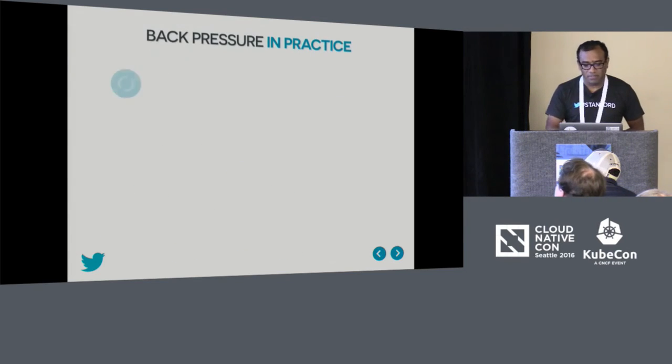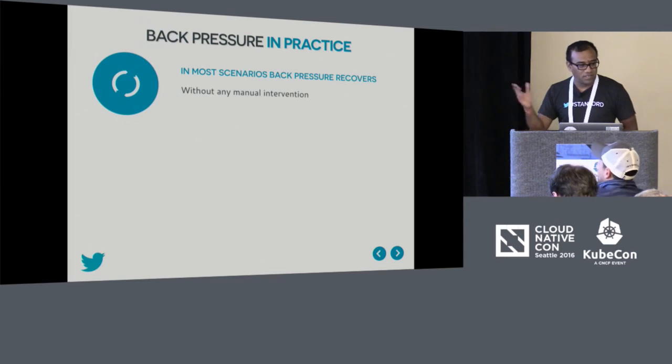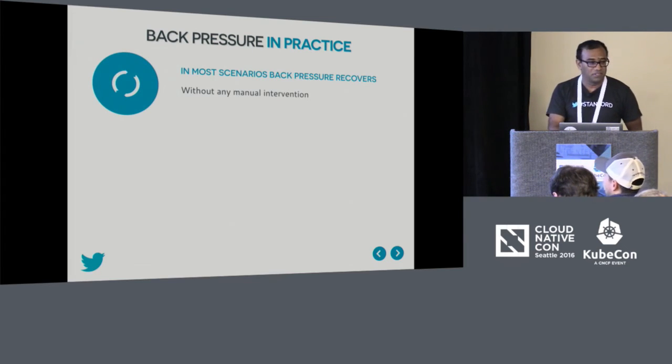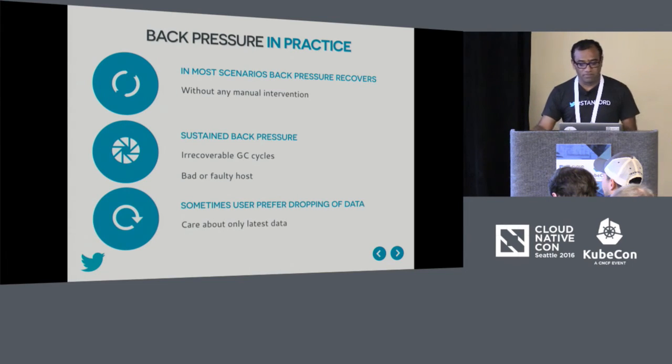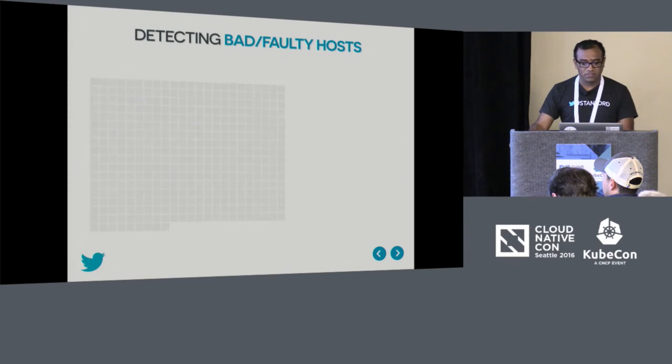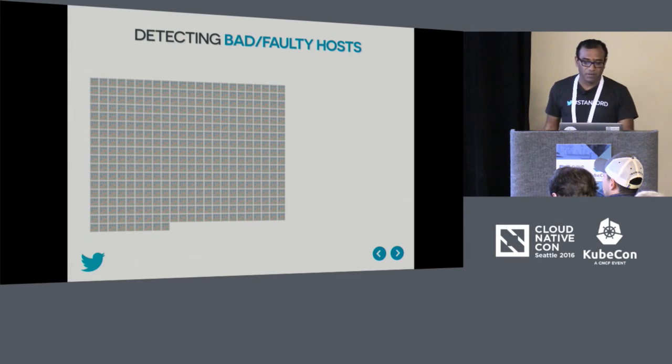So, back pressure in practice, in most scenarios recovers, as I mentioned, without any manual intervention, which means no pager incidents. Sustained back pressure occurs in some places, from irrecoverable GC cycles or a bad or faulty host. Finally, sometimes users prefer dropping of data. They care only about the latest data. For detecting bad and faulty hosts, we also run a separate Heron topology which takes the data and continuously does some simple machine learning to figure out what is going on.